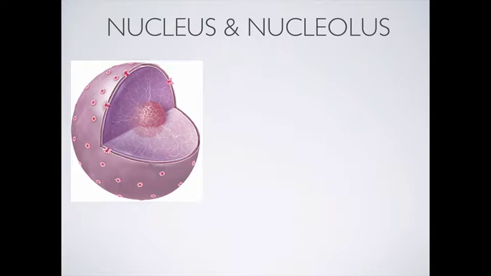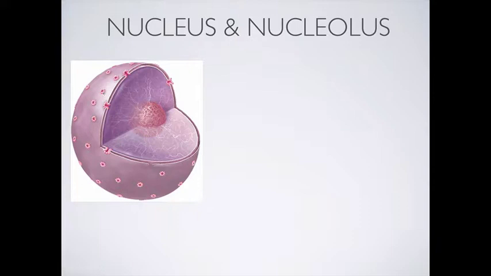So the nucleolus's job is to aggregate the ribosomal RNA, complex it with proteins, and make these things called ribosomes, which will then leave the nucleus out of those little holes as well. Okay, so that was kind of a lot.